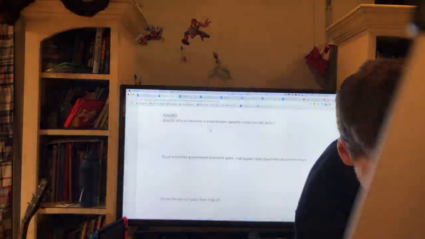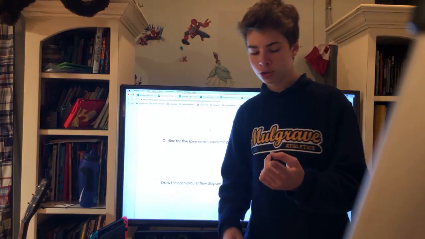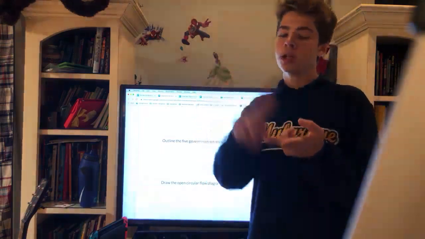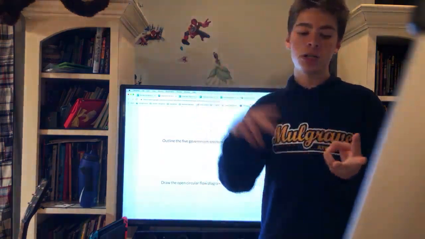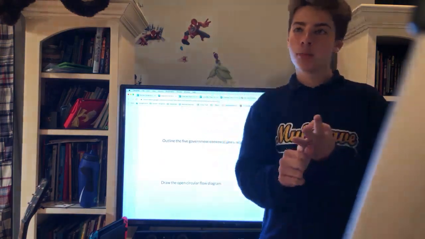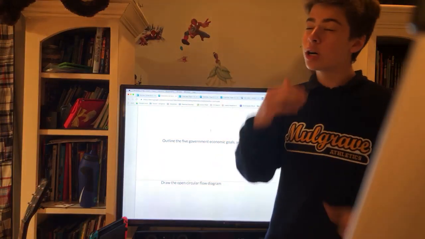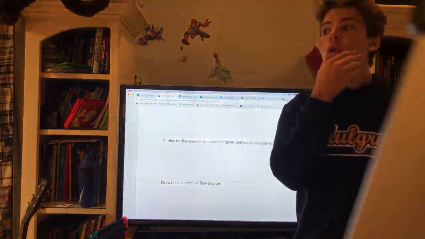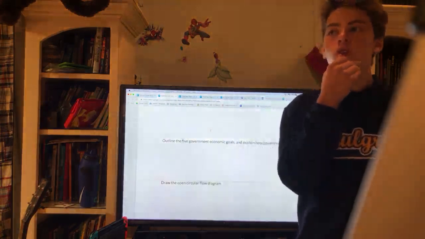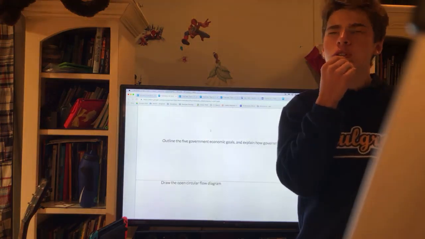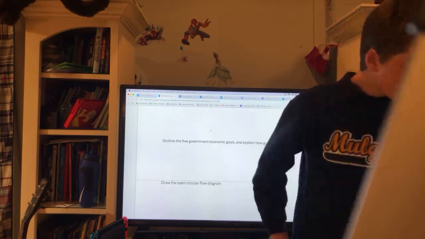Moving on, outline the 5 government economic growth goals. Number 1, low stable inflation, low unemployment, income equality, economic growth, and the last one, what was the last one?